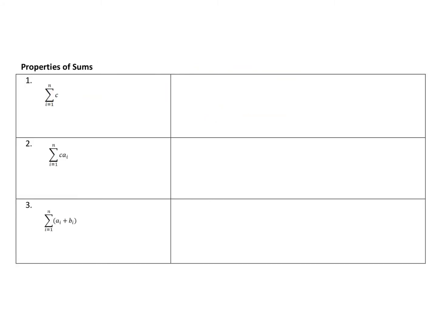So we're going to end with some properties of sums. My first one, this C, by the way, in math, whenever you see C used as a variable, that often just means it's a constant.